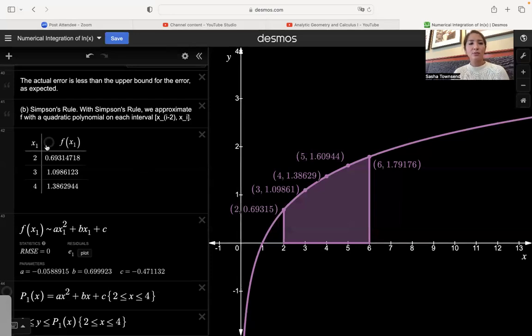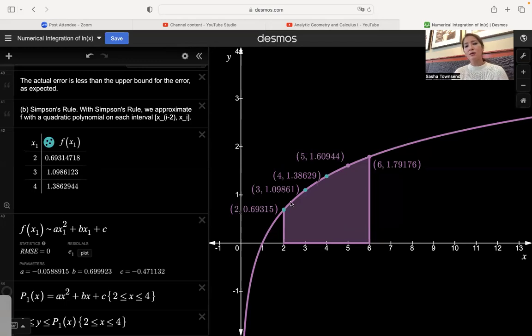So what we'll do is we'll create a table of values. I want my XY pairs on the graph of f of x. So I list x equals 2, 3, and 4, and I have Desmos approximate the function values there. So natural log of 2, natural log of 3, and natural log of 4 are given by those values.